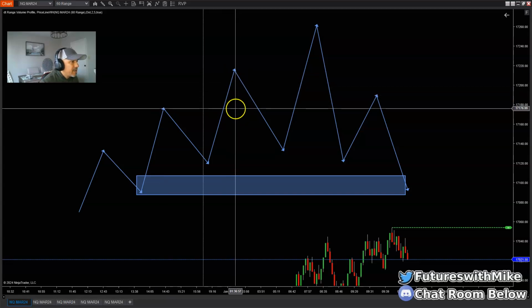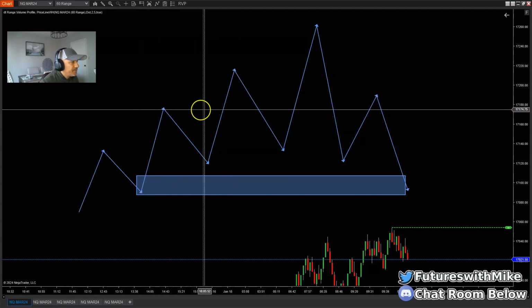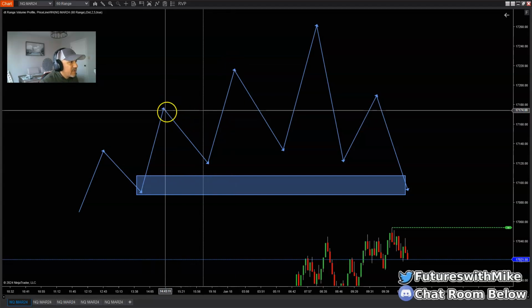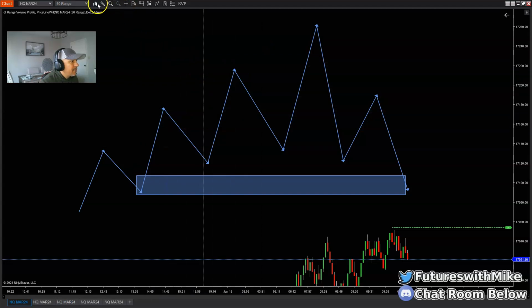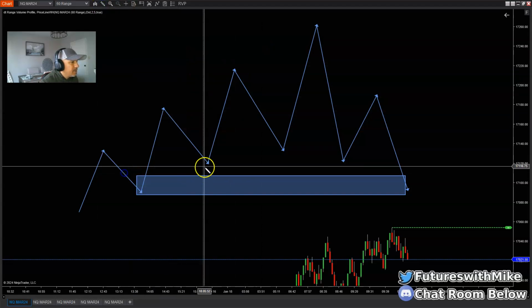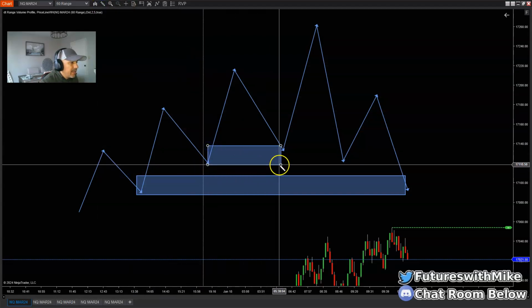Comes back to this area right here, to a break and retest of a level right here, back to area support. All right, and then it shoots up again, or maybe it just comes down to this area right here. This will be demand, right?